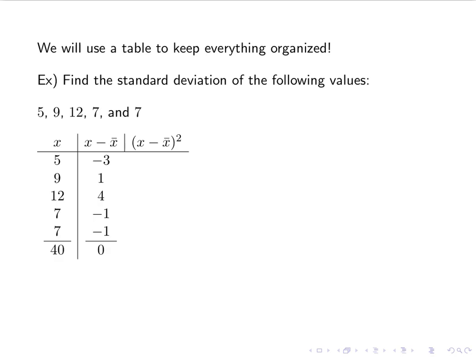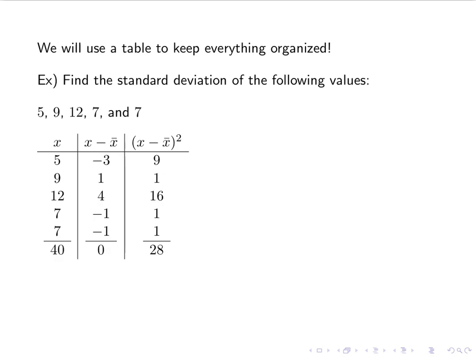The last column, which is the numerator of the formula under the square root, is going to be adding up the x minus x bar squared. So we're going to take each number and square it. Remember, a negative number squared is positive, so none of the numbers in the last column should be negative. I get 9, 1, 16, 1, and 1. Okay, so we got no negatives. We add those up, and we should get 28.